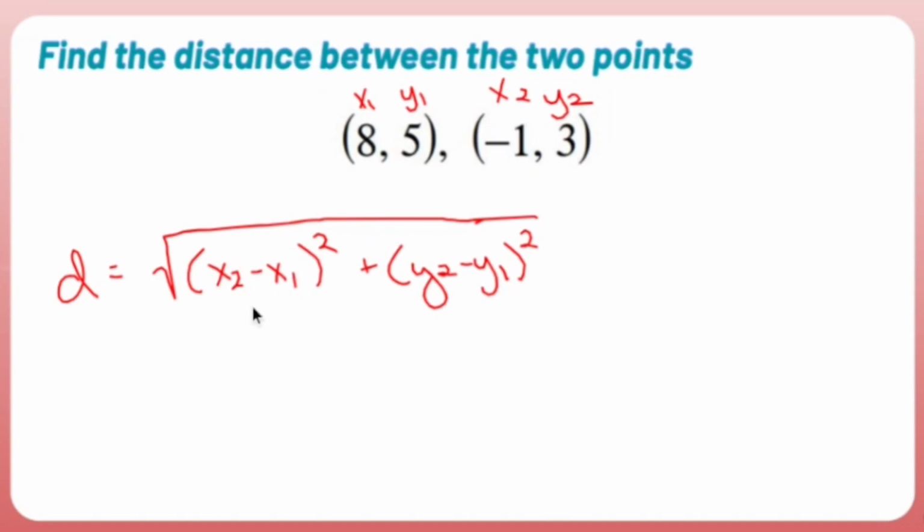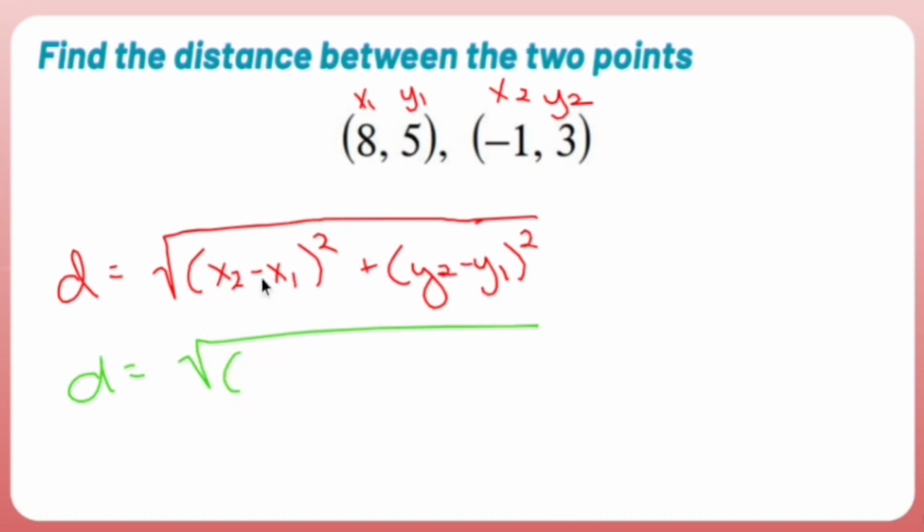And if you look online and see that this is supposed to be x sub 1 minus x sub 2 instead, it doesn't really matter, because whether this is positive or negative, once you square it, it's going to be positive anyway. Who cares? So D is going to equal a big square root.